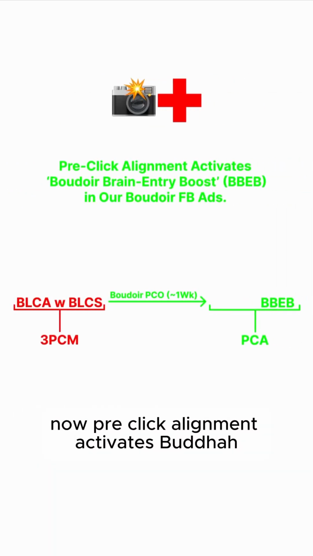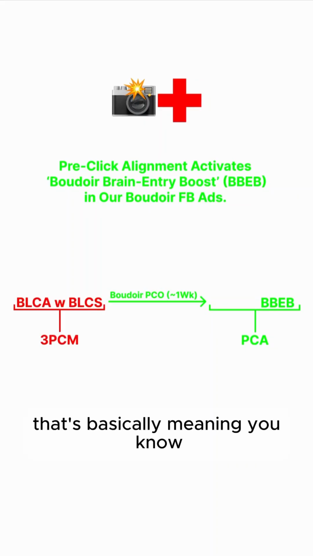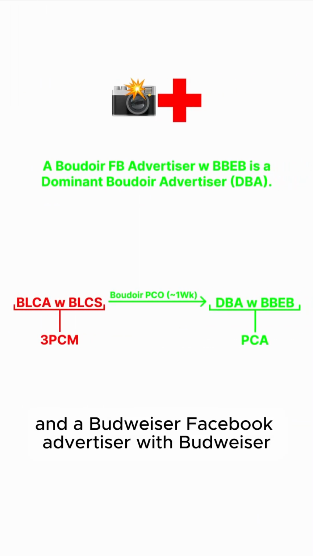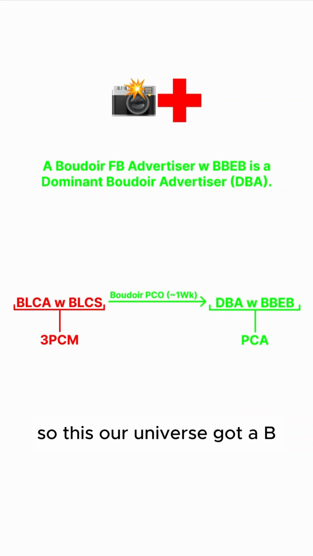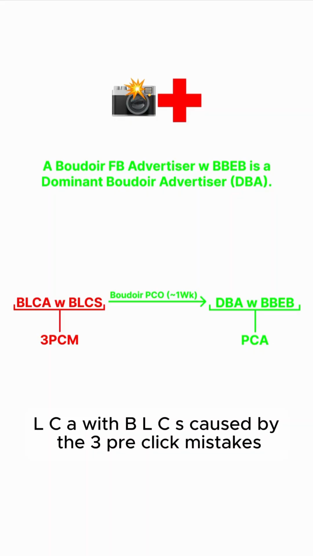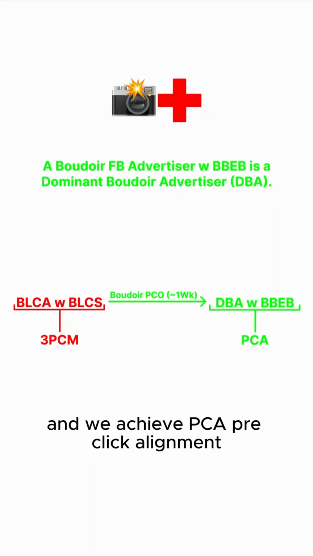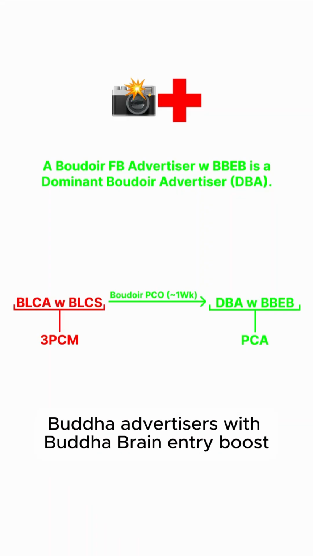Now, pre-click alignment activates Boudoir brain entry boost in our Boudoir Facebook ads. It basically means we finally got our unique CTR all above 6%. And a Boudoir Facebook advertiser with Boudoir brain entry boost is a dominant Boudoir advertiser, a DBA. So this is our universe. Got a BLCA with BLCS, caused by the 3 pre-click mistakes. Solution is Boudoir Pico, takes about a week. And we achieve PCA, pre-click alignment, and we become dominant Boudoir advertisers with Boudoir brain entry boost.